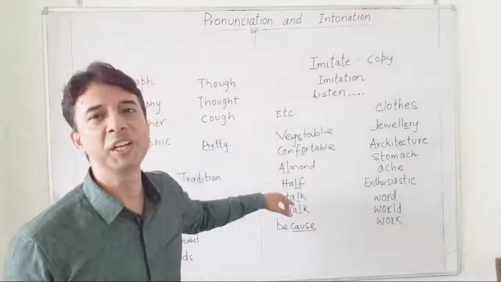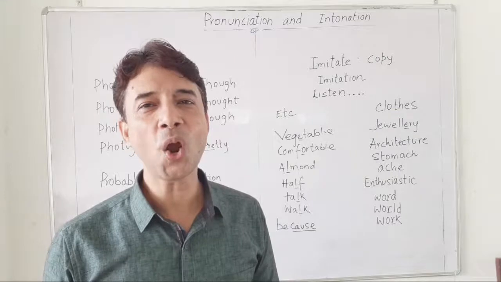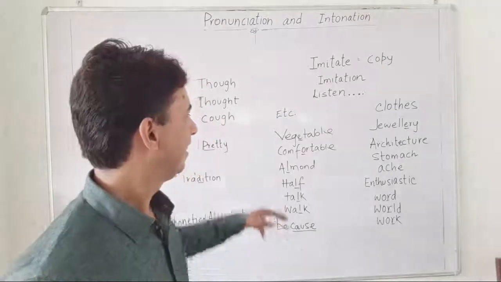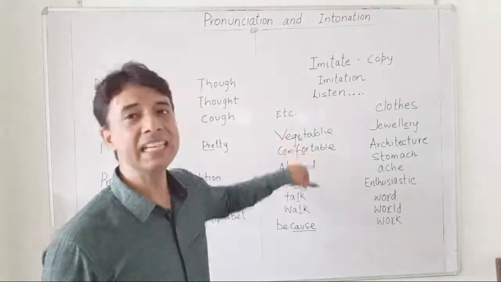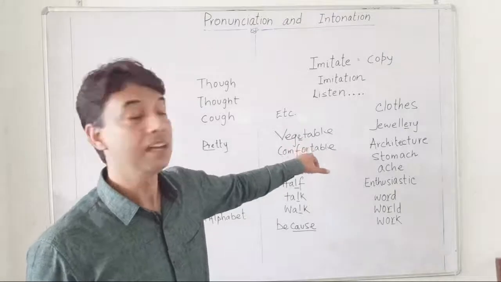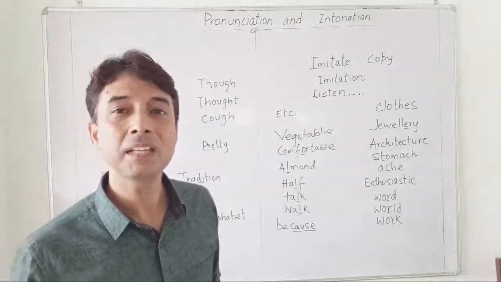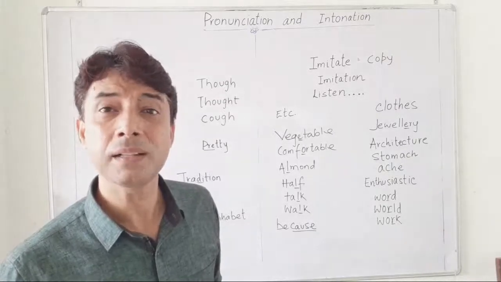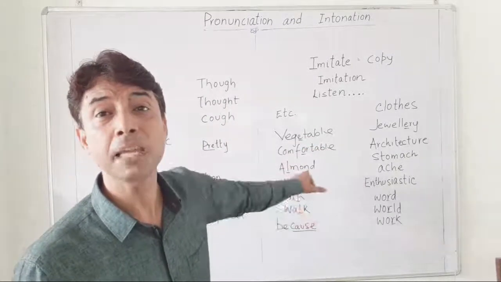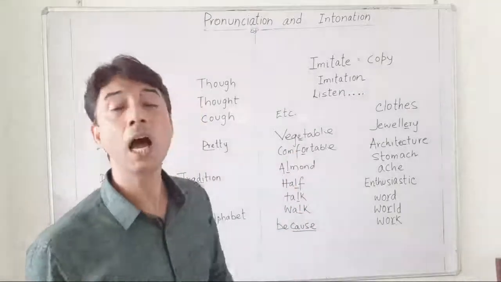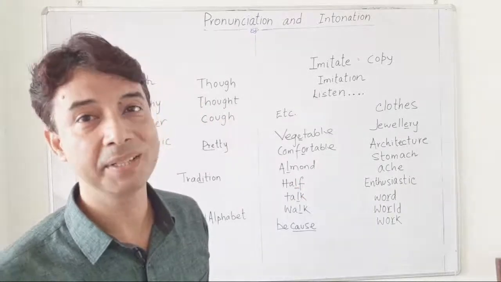Now, I have some words. These are the top words which have a lot of confusion. How to speak vegetable. We omit the E, meaning the spelling is vegetable, but we don't speak it that way. We speak vegetable, vegetable, comfortable, comfortable, vegetable, almonds. We don't speak the L in almonds.